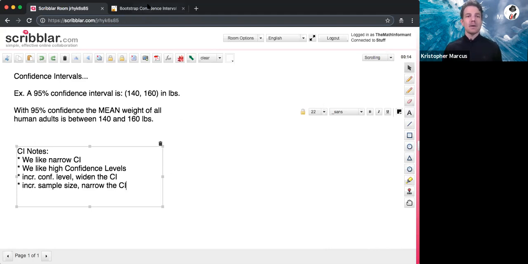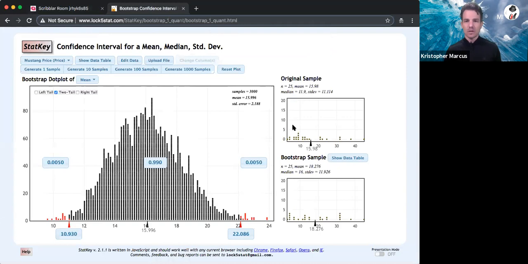If we pop back real quick to the Mustang one, over here, the original sample only had 25 Mustangs in it. That's all the prices that were here. If we could have more Mustangs and go up to 50 or 100 or something like that, what would happen? We could get a much narrower range down here and still maintain a very high level of confidence in the end. Hope this helps you kind of understand the idea of the confidence intervals.